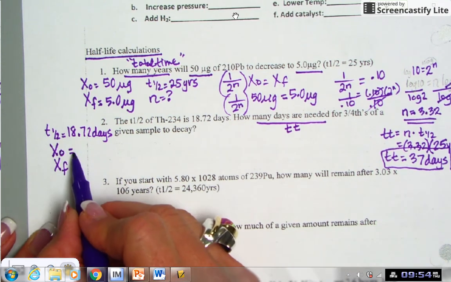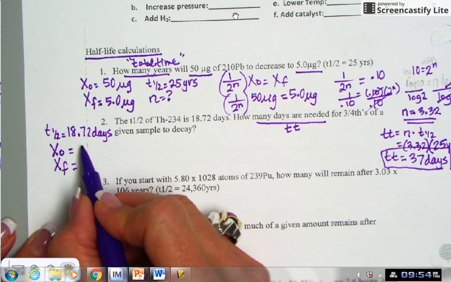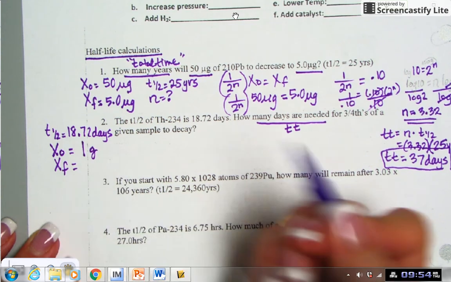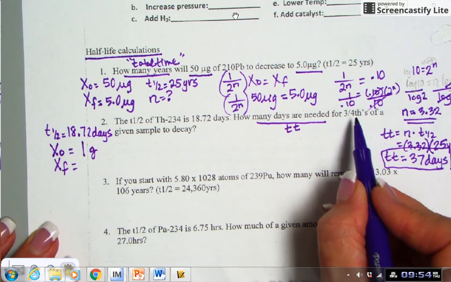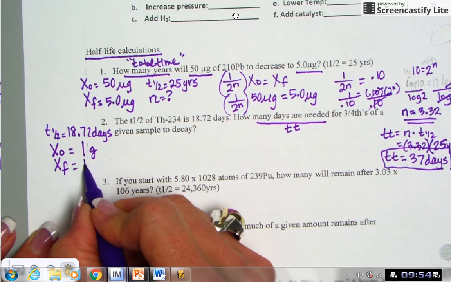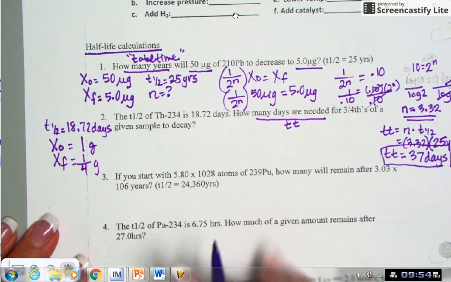So we're going to have to define our x initial and our x final in terms of fractions. So you're assuming if 3/4 have decayed, that means you started with the whole sample. So we're going to just let that equal 1. We'll say 1 gram, but it will be the whole. Now, if 3/4 of it has decayed, how much of it remains at this moment? So 1 whole minus 3/4 leaves you with, that's right, 1/4. I'm going to keep this in terms of fraction, 1/4 of a gram. Let's call it that.